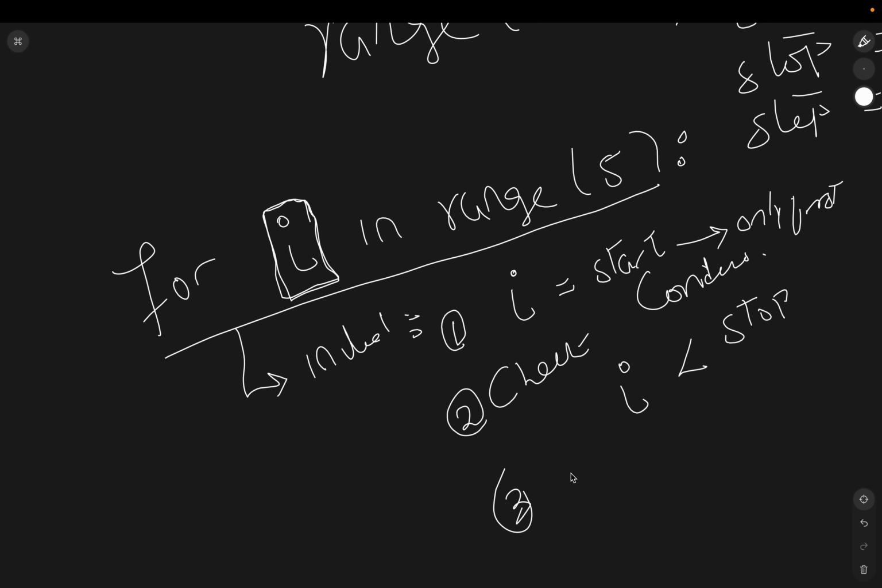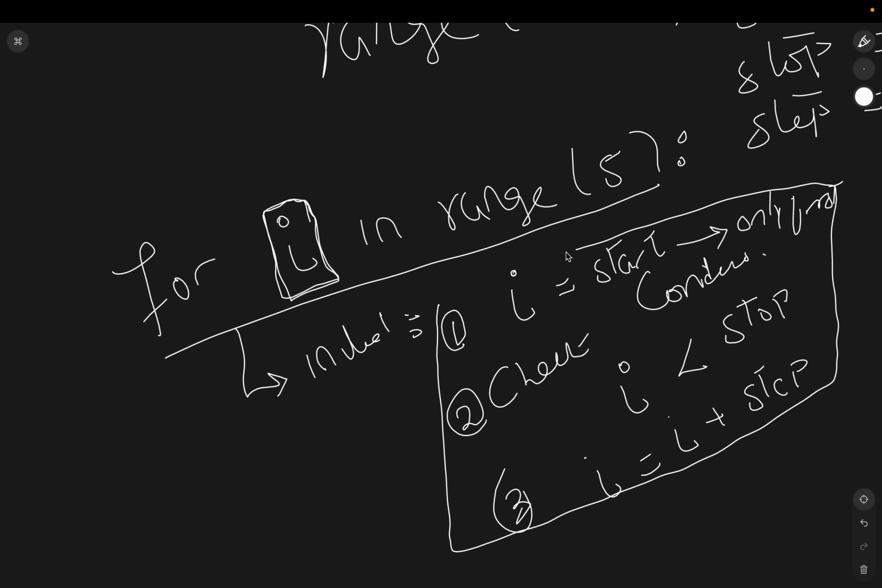And the third thing is, this I must be incremented with the step size. This I must be increased with the step size. These are the three operations that are happening with the for loop, right?